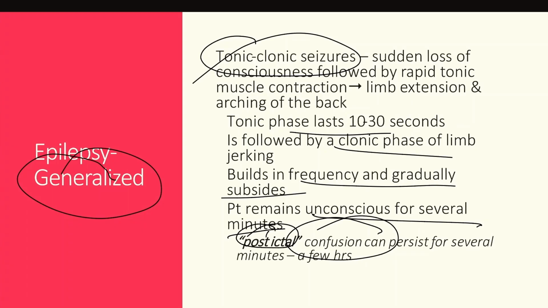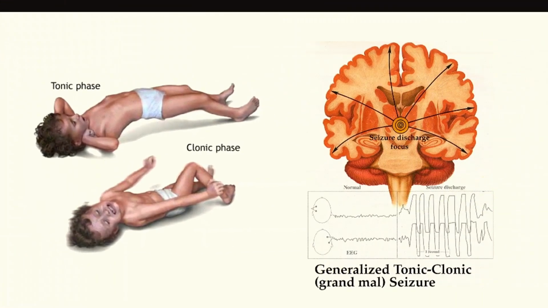When they wake up, the post-ictal phase, they're going to be confused. If it was a cardiac cause for the syncope, they will not be confused when they wake up. They'll be fine. Seizures, they'll be confused. Other symptoms, which I think I have later on, but we'll talk about it now. So here's the grand mal seizure, the tonic and the clonic phase.